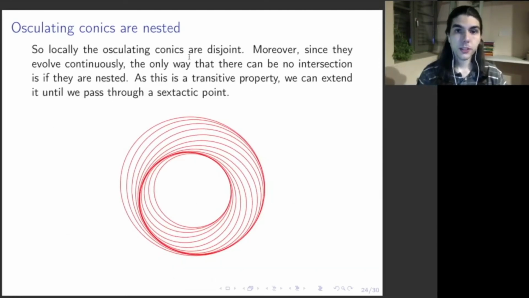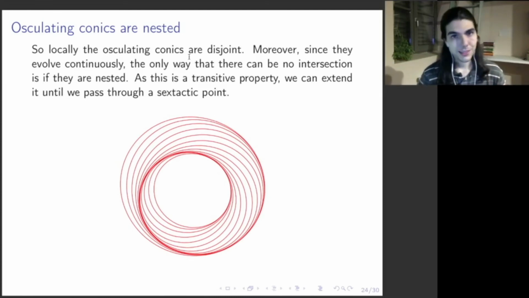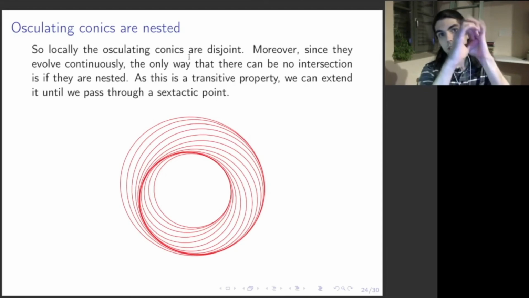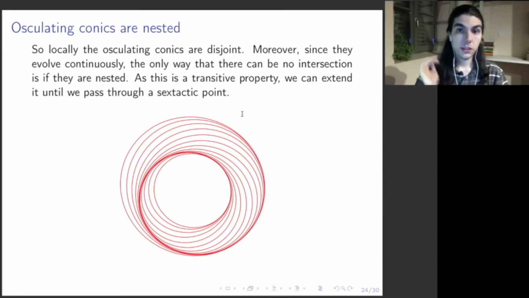So up to this point, we've proved that locally the osculating conics are disjoint. It is the weaker form of the theorem because since they are disjoint, they have no intersection, and since they evolve continuously, they must be nested. If you move just a little bit continuously, the only way that you cannot intersect two conics is if one is inside of the other. We cannot find completely disjointed ones like this by just moving a little bit, right? So locally, the osculating conics are disjoint and nested.